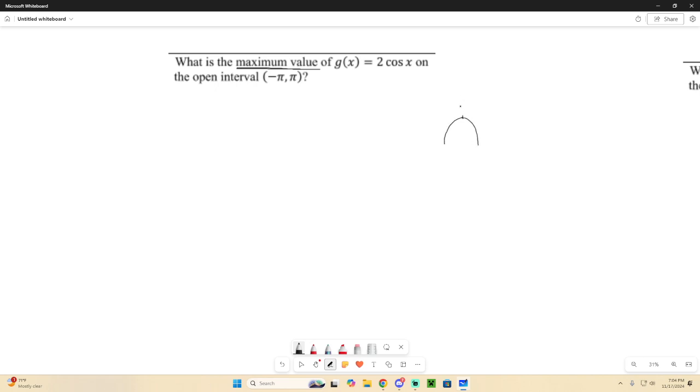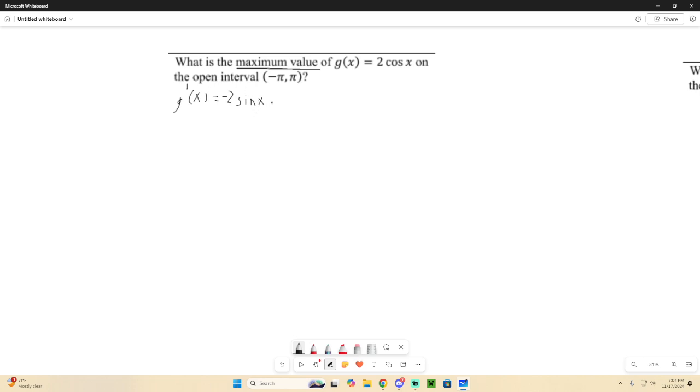We're looking for the y-coordinate of our maximum. So that's what it means when it says maximum value. Let's go ahead and, at the start of every problem, take the derivative. G prime of x equals negative 2 sine x, because the derivative of cosine is negative sine x.